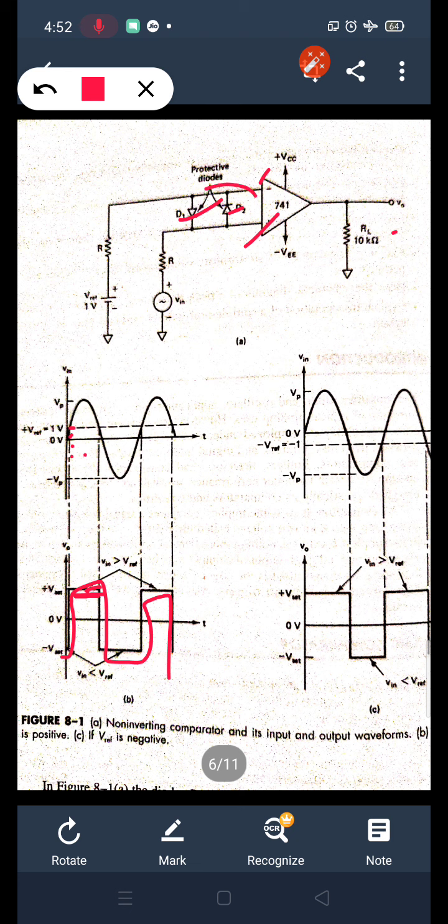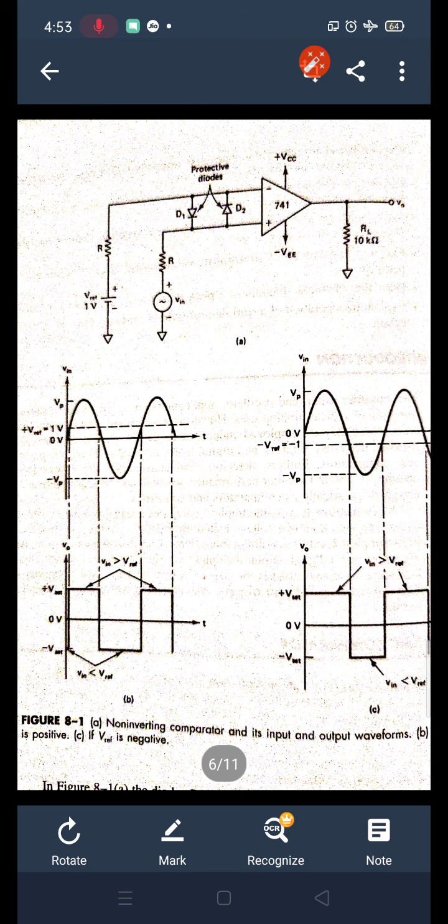These two diodes will protect against excessive input voltages, and the resistor R which has been put here will limit the current through the diodes, whereas the resistor R1 is used for offset compensation. This is regarding the circuit. And this is the first case we have studied, when the reference voltage is plus 1 volt.